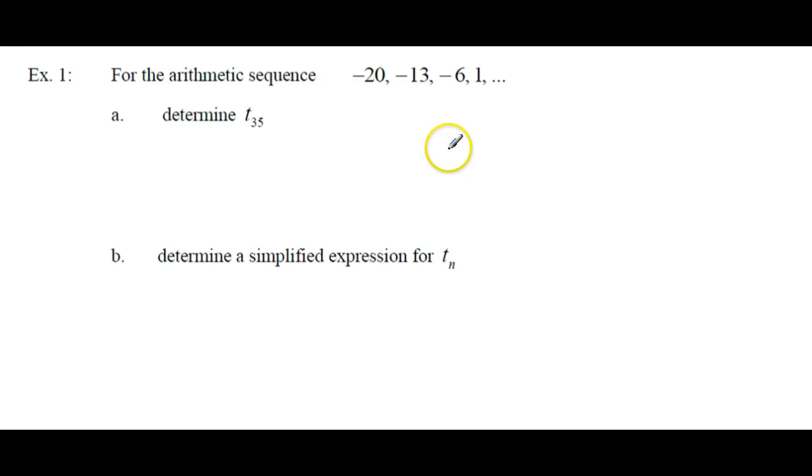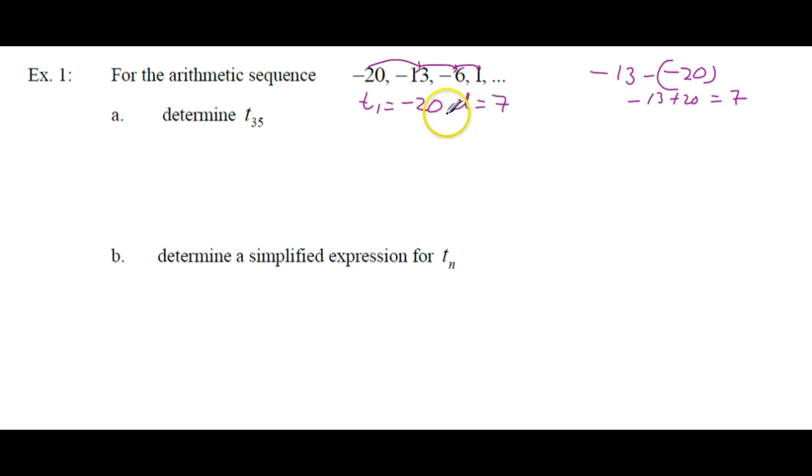For the arithmetic sequence -20, -13, -6, 1, etc., determine T35. Well, if we want the 35th term, what we have to know is T1, which is -20, and D. So to go from -20 to -13, I'm going to add 7 each time. If I want to calculate that, it's -13 minus negative 20, which is negative 13 plus 20, which is 7. So D is 7.